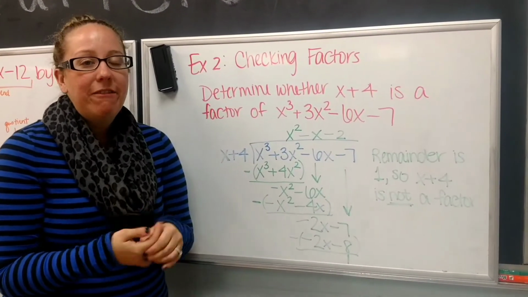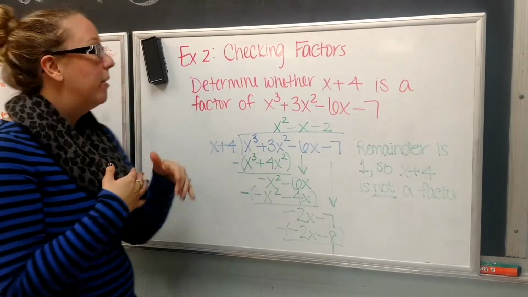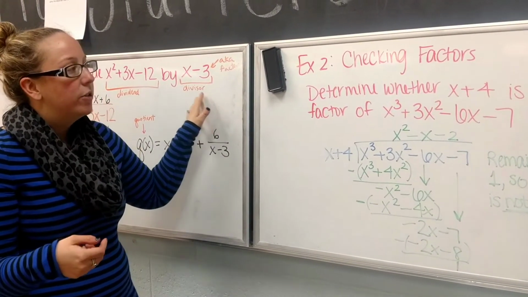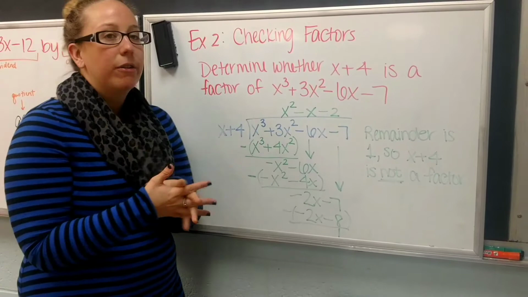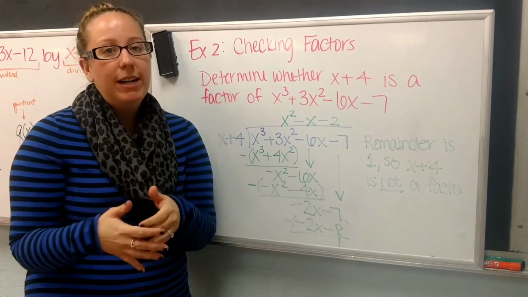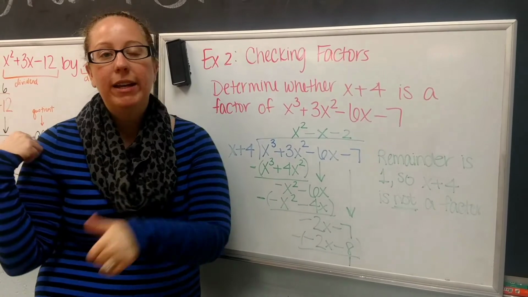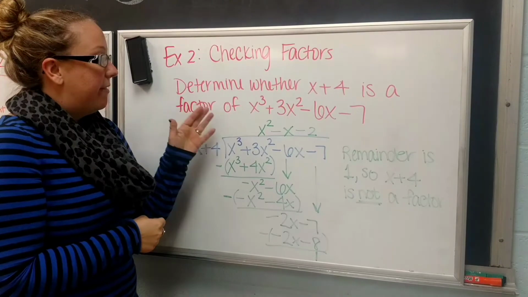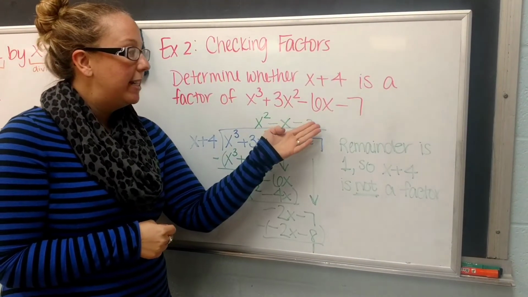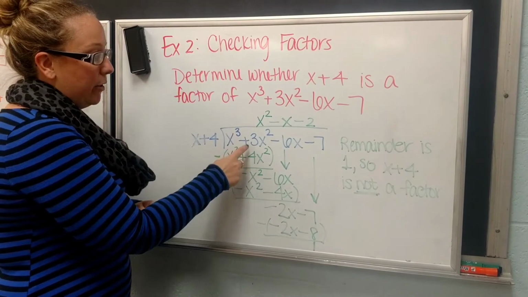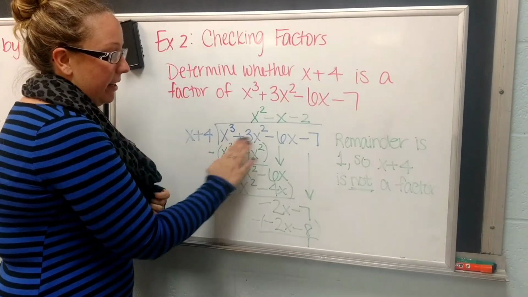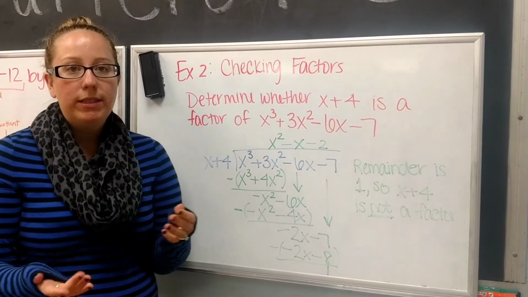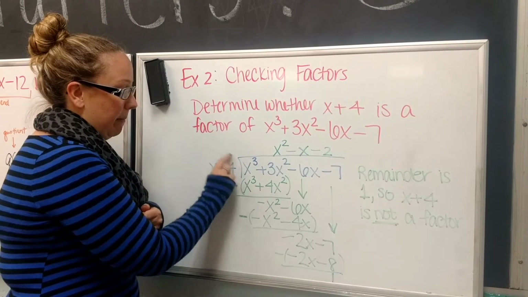Example 2 is about checking factors. So we spoke on the last board about how this x minus 3 might have been a factor if the remainder came out to be 0. So when you're checking factors, you're looking to see if your remainder comes out 0, and then the divisor is a factor. If it doesn't come out to 0, like in our other example, then it's not a factor. So determine whether x plus 4 is a factor of x cubed plus 3x squared minus 6x minus 7. So x cubed plus 3x squared minus 6x minus 7 is my dividend under here. X plus 4 is my divisor. And I'm going to go through all those steps to divide this polynomial by this polynomial now.